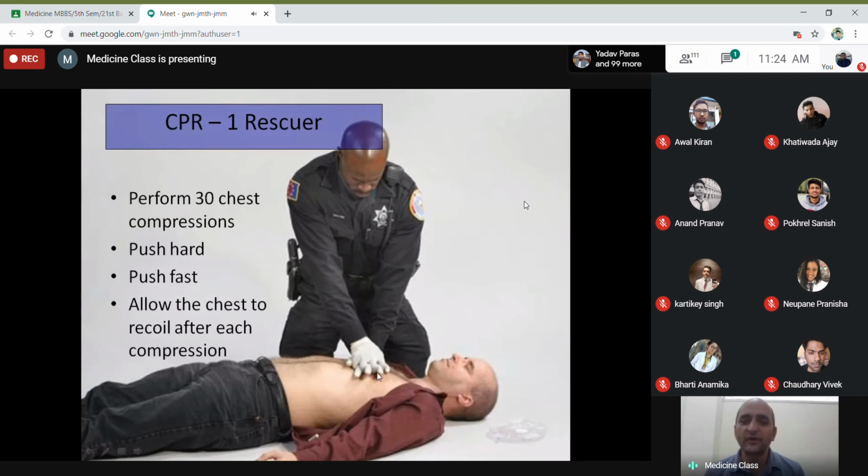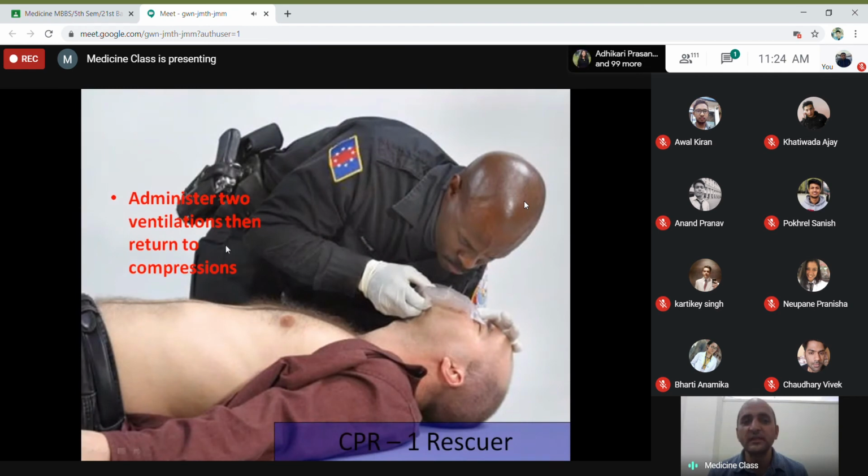Push hard and push fast. It should be at least 2 inches deep. Please release your hands fully after each compression to let the heart fully recoil, so that it can accumulate the blood from the periphery into the ventricles. Then whenever you give the next compression, that blood goes through the aorta to maintain peripheral perfusion. Allow the chest to recoil after each compression, administer 2 ventilations, then return to compressions again.